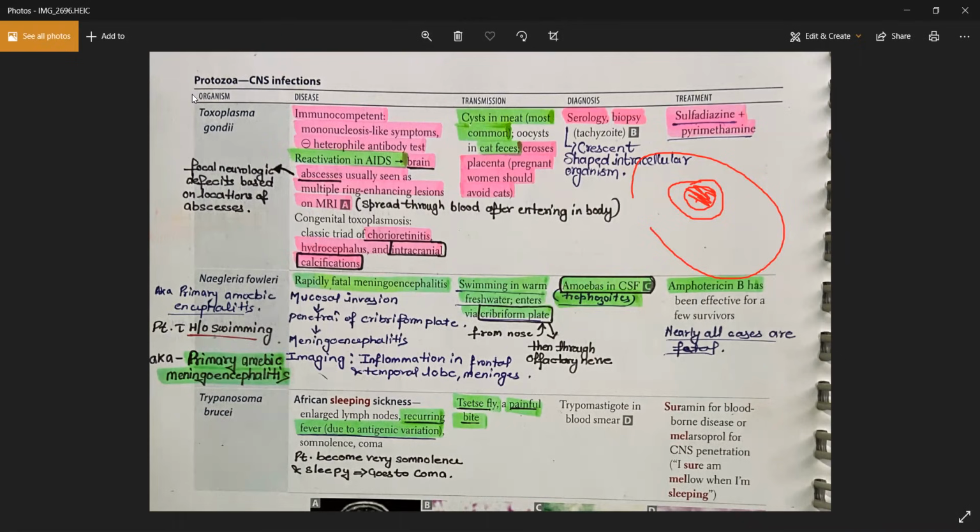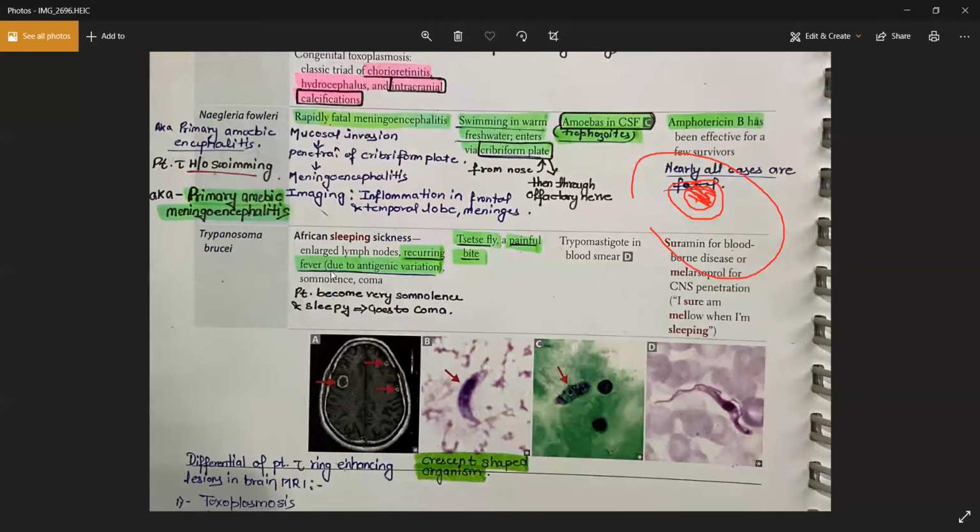There is one more case where you can get a ring enhancing lesion, in case of a tumor. Anyone remember the name? Yes, primary CNS lymphoma. In primary CNS lymphoma you can get a ring enhancing lesion, but you will get a single ring enhancing lesion. Although you can get multiple ring enhancing lesions also, it is kind of rare. In case of Toxoplasma gondii, you will get multiple ring enhancing lesions most commonly.